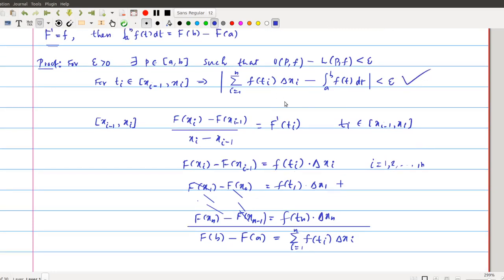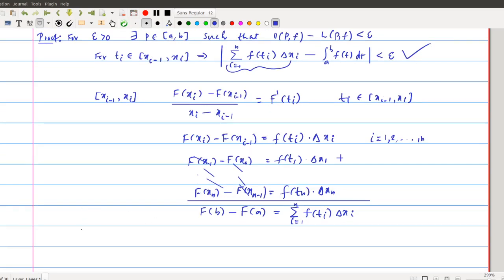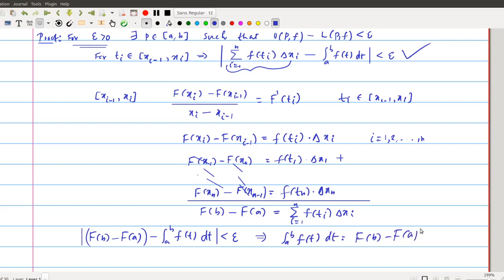From this equation you can replace this sum by F(b) minus F(a). So the modulus becomes F(b) minus F(a) minus the integral from a to b of f(t) dt. That can be made less than epsilon for any positive quantity epsilon. If you start with a positive epsilon greater than 0, then the modulus of the difference between these two will be less than epsilon. So this implies the integral from a to b of f(t) dt is the same as F(b) minus F(a). This proves the fundamental theorem of calculus.